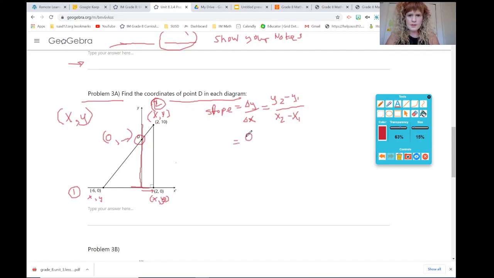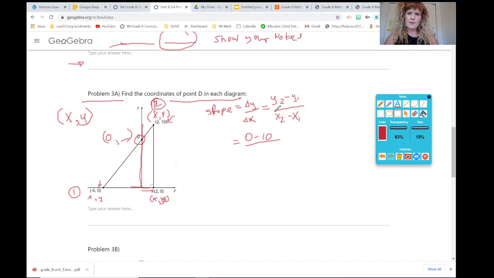y1 equals 0. I got that from here, y1 right here. Minus y2, that equals 10. Minus 10, there we go. You must be careful with your negatives and positives or else you'll make a mistake. Be careful.